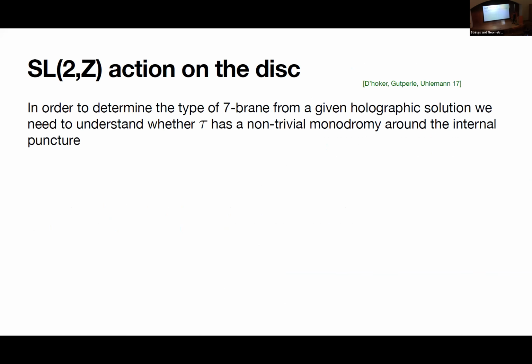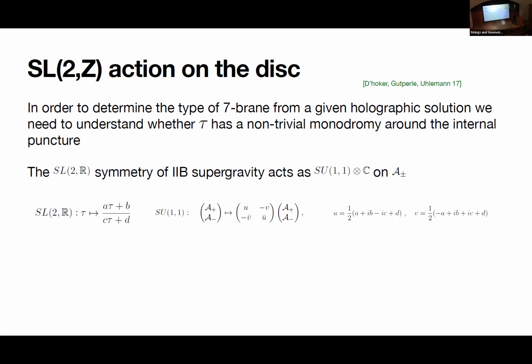Okay, in order to determine the type of 7-brane that you have, you need to compute the monodromy of tau around this 7-brane locus, and you can do it. You take the solution, and if you go around this puncture there is a monodromy for tau, and you can read it off from the solution. The way you read it off is that the SL2R action on tau will correspond to a SU(1,1) action on these two functions, which generate the full solution, and you can map A and B to U and V by using this formula.